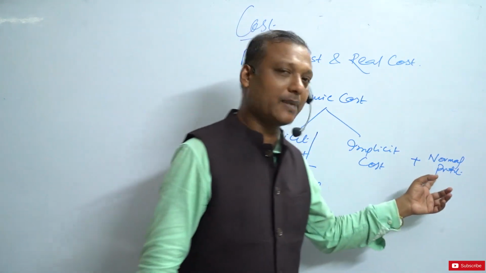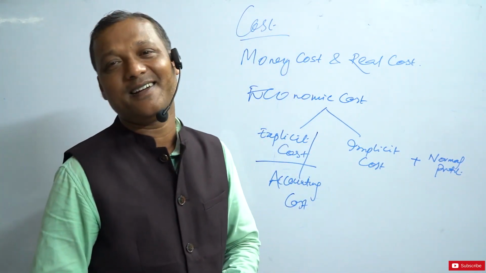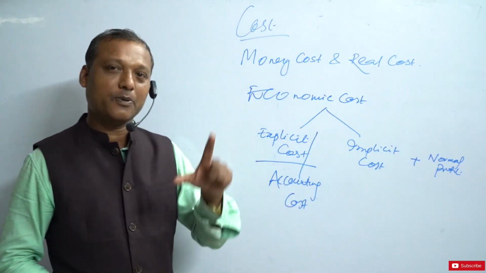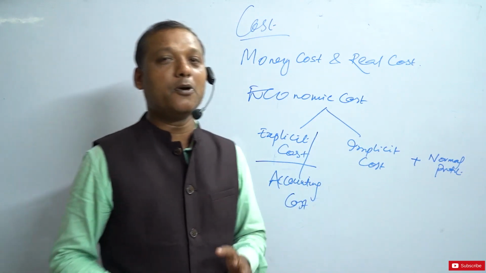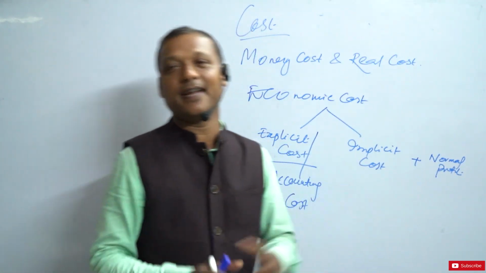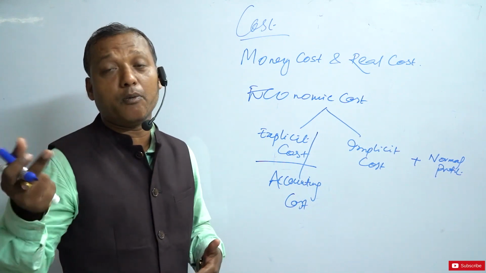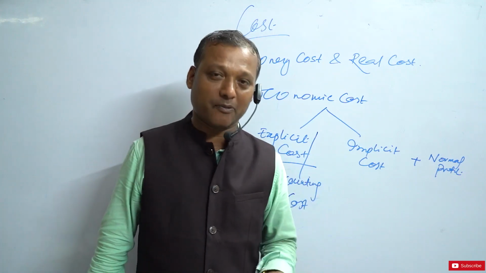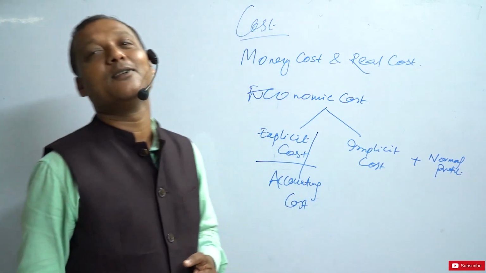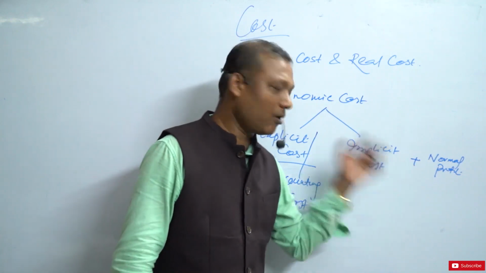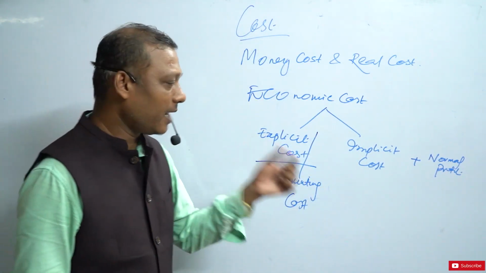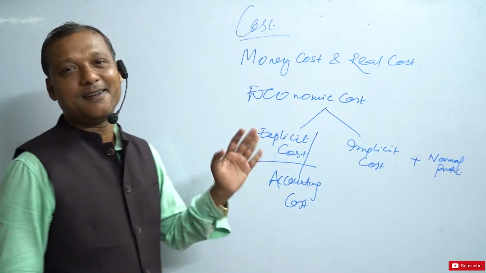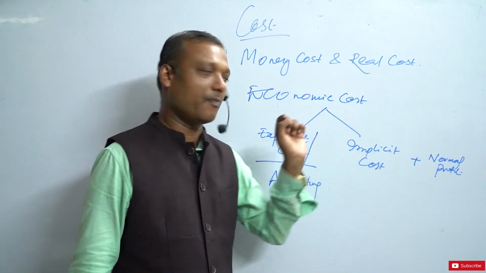If the producer doesn't get that profit, he will never stay in the business. You understood? And over and above what a producer gets, that is called supernormal profit. More than normal profit is known as supernormal profit. So normal profit is the profit required to keep the producer in the business. That is called normal profit.